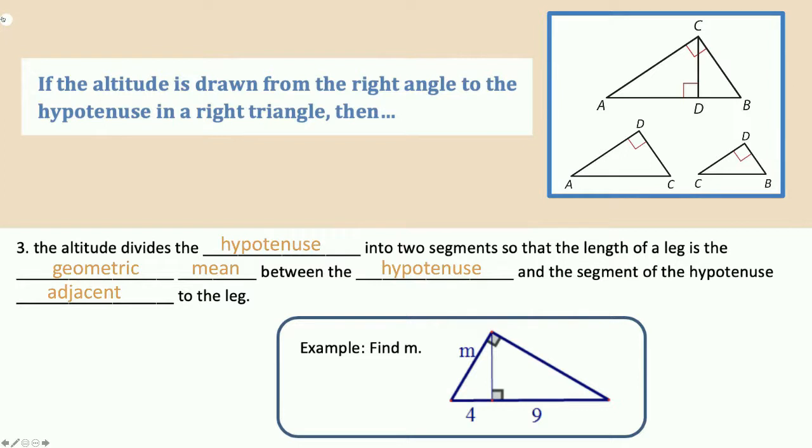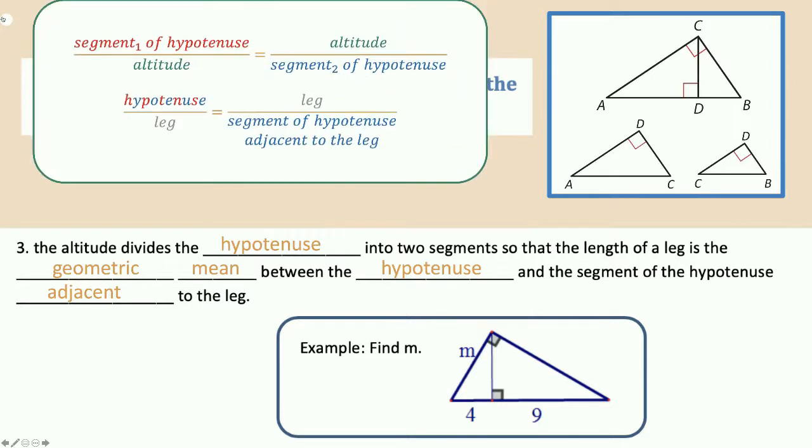And so here are our theorems. We're not dealing with the altitude. We don't know the altitude, and it didn't ask for the altitude, so we're not using this proportion. We're going to be using this one. So we see that the leg, we're going to use this formula. The leg, well, that's m, so that goes in the geometric mean spot, m and m.